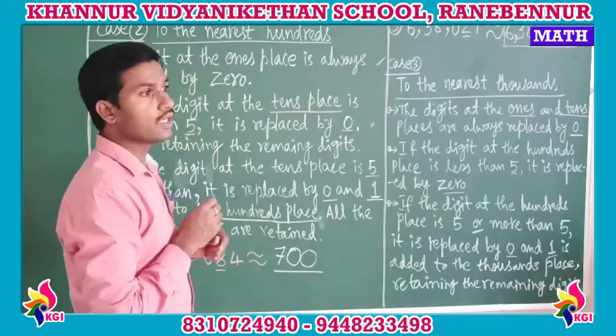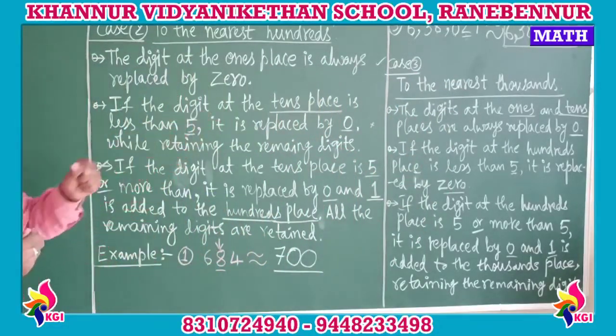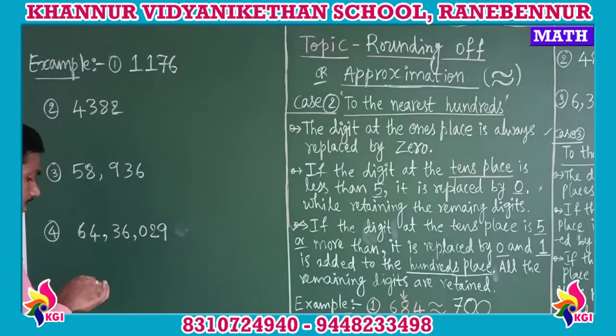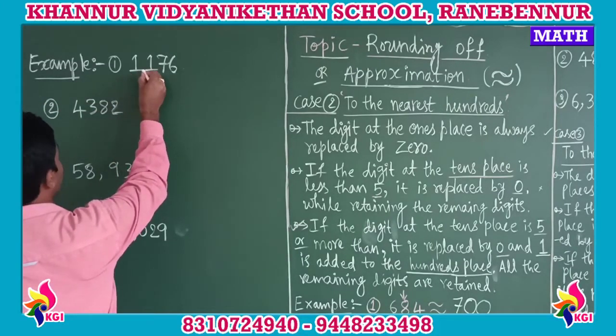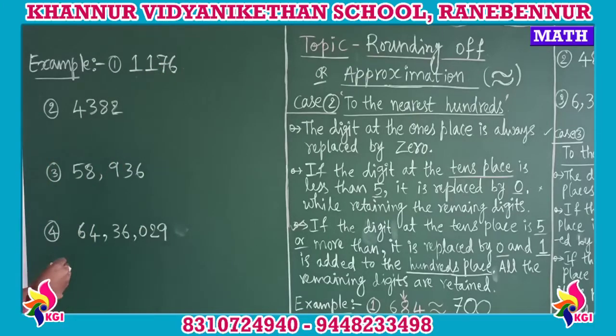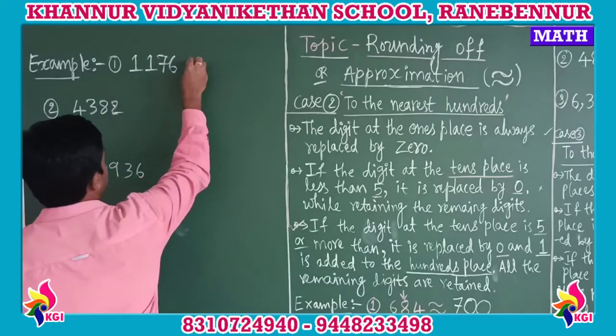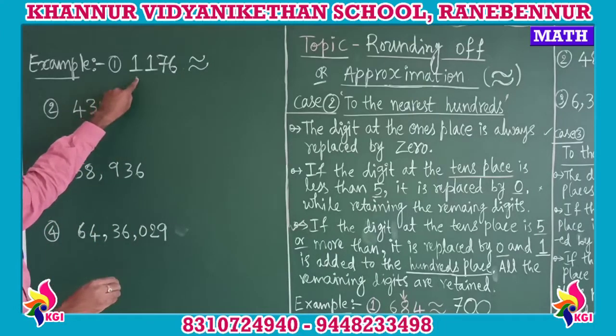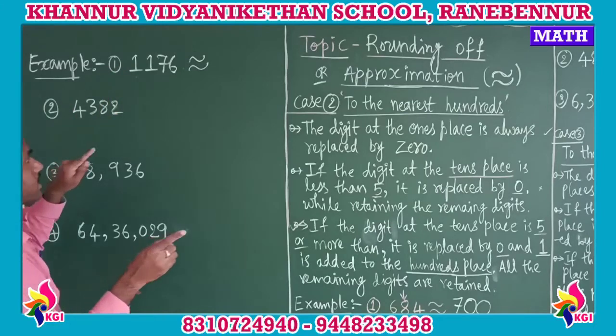We are going to the examples and discussing this one. Yes, that is the third case. Here, some examples I have already written. Now if I write 1176 nearest to the thousands, which is the nearest thousand number to 1176, what is the condition?